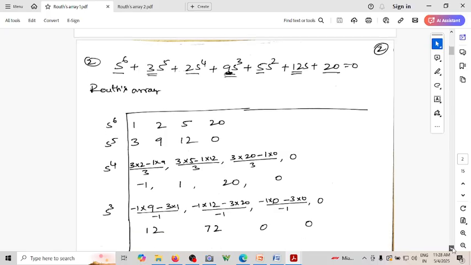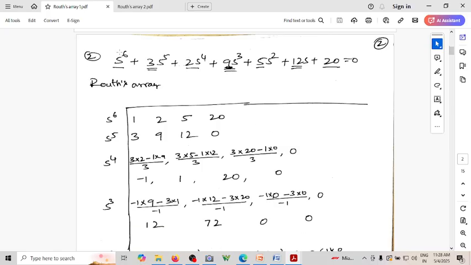This is the second one. If you can see here, this is your characteristic equation. So it's a sixth order system. I'm writing the Routh array. The first two rows are written from the characteristic equation as it is. See here, it is 1, 2, 5, 20, the coefficients of s power 6, s power 4, s square, and s power 0, and this is the coefficients of s power 5, s cube, and s, and then you don't have s power minus 1, that's why it is 0 here.